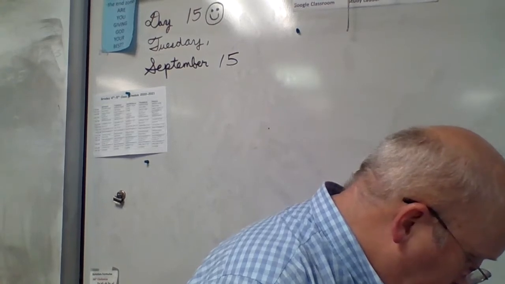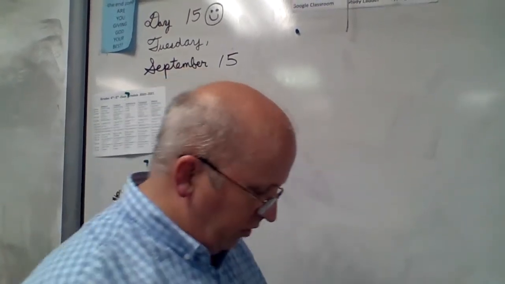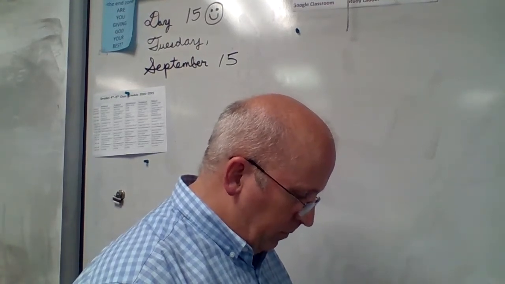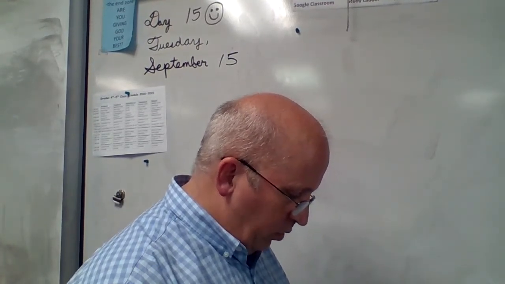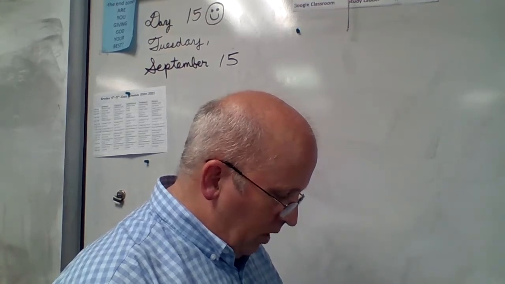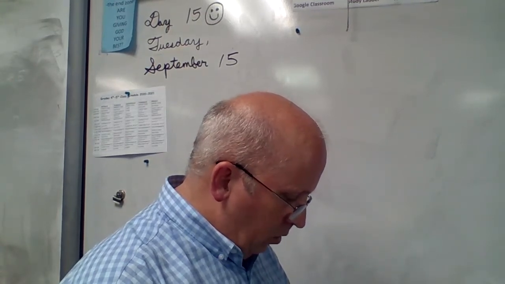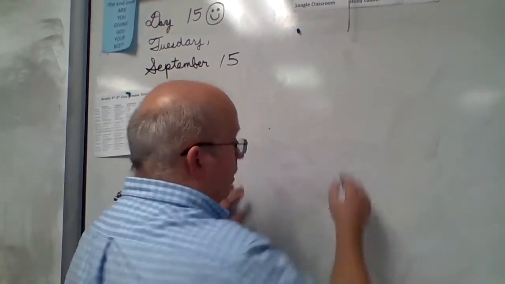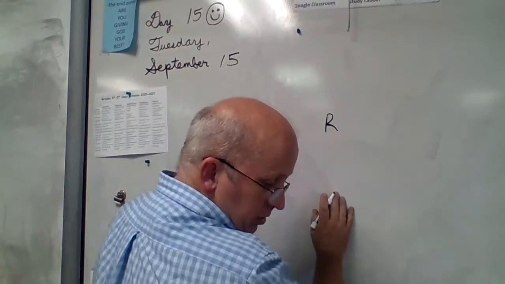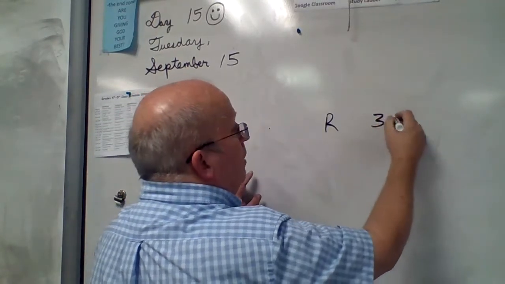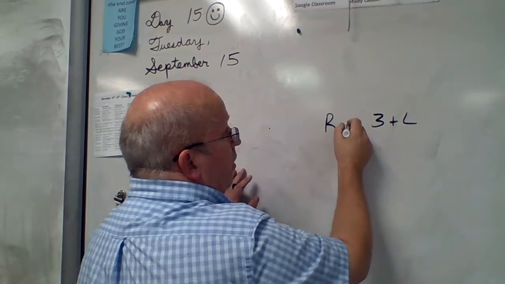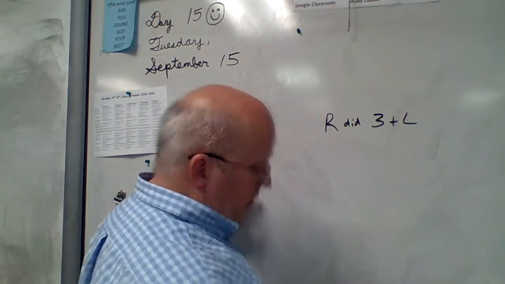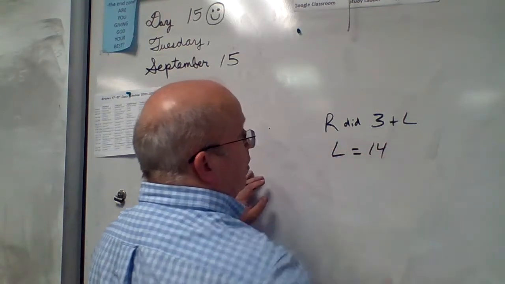Let's look at number 17. It says Rita swam 3 more laps than Lynn in the last swimming team practice. Lynn swam 14 laps. Rita swam an unknown amount of laps. Write an equation and solve. So what does that say? Rita did 3 more than Lynn, right? Rita did 3 more than Lynn. That's what it says. And then it says Lynn did 14.